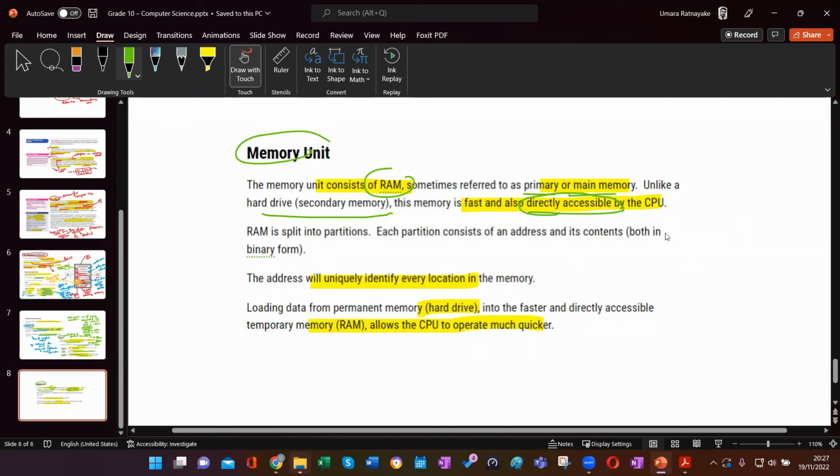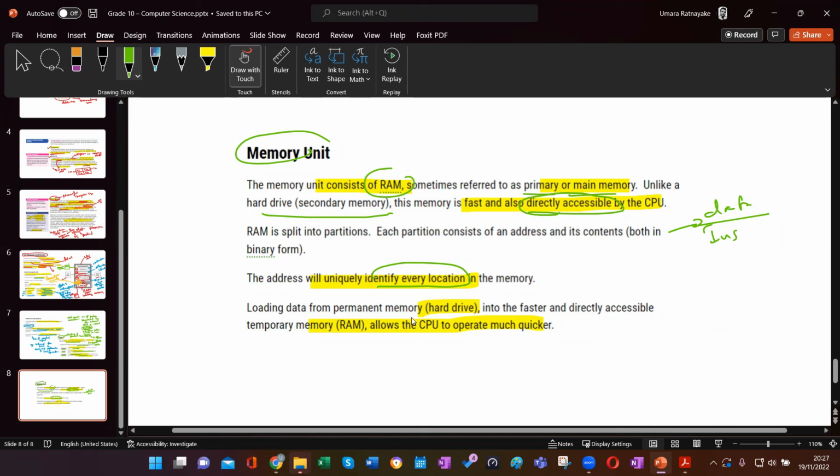But now you understand that RAM holds the data and instructions, both are kept in the same memory. The address will uniquely identify every location in the memory, whether it is RAM, whether it is register, whether it is hard drive. You need to have addresses for memory locations. Otherwise, we won't be able to access what's in there, right?